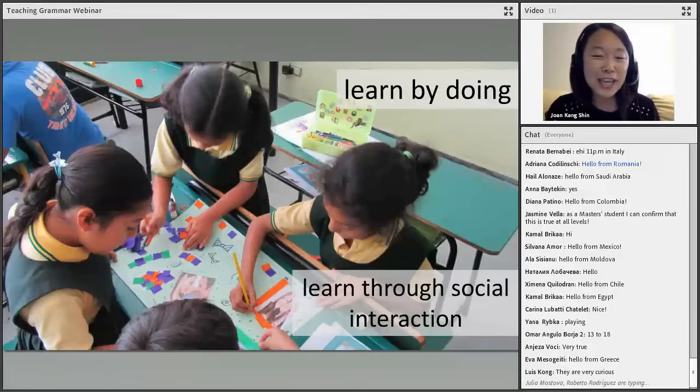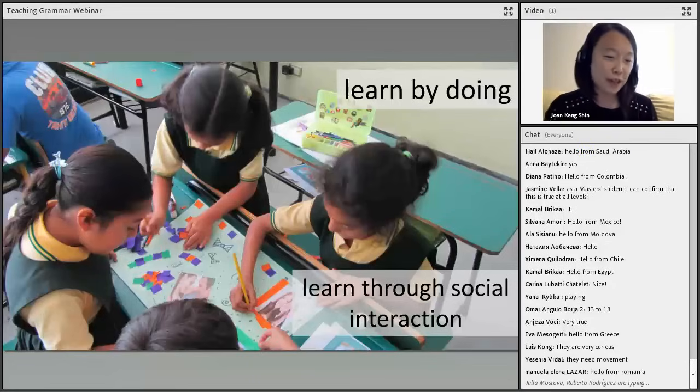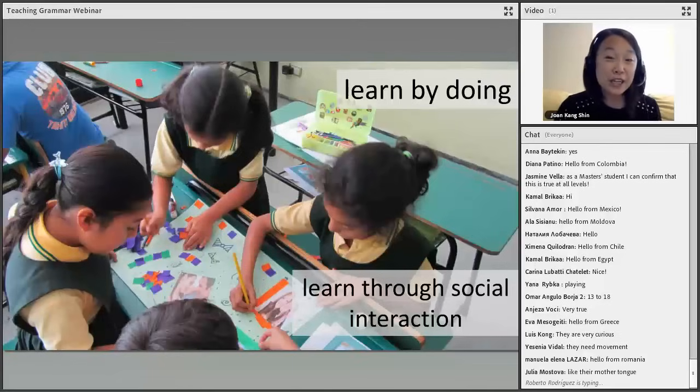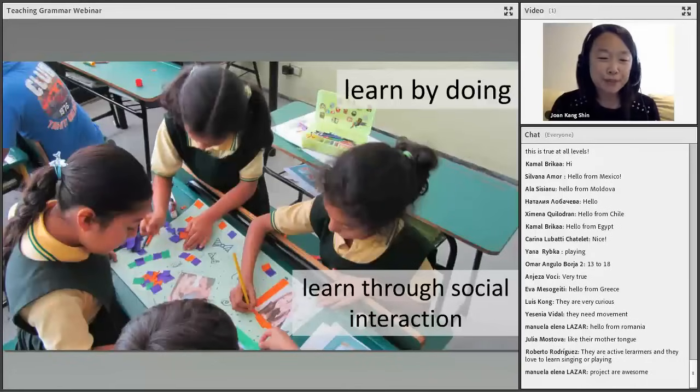And so take a look at these second grade students who happen to be in Mexico. They're working together on a project, and once they are finished, they will present the family on their poster together. And I know that this doesn't necessarily look like a grammar lesson, but by the end of this webinar, you will see that this type of activity is great for teaching children grammar.